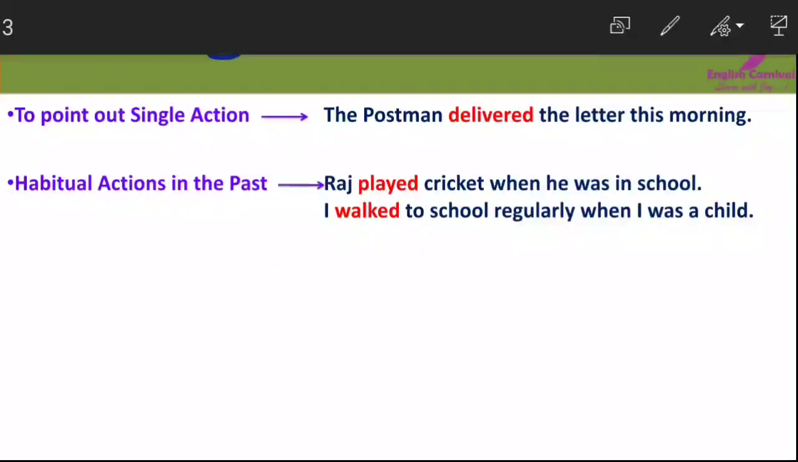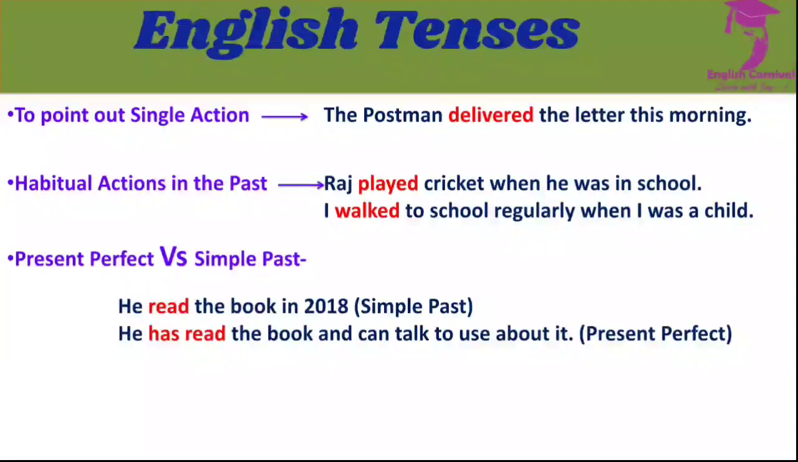Friends, here we need to understand the difference between present perfect tense and simple past tense, and that difference can be clarified with the help of these two given examples. Friends, the first example we have, he read the book in 2018, which is in simple past tense, and the other example, he has read the book and can talk to us about it, which is in present perfect tense.